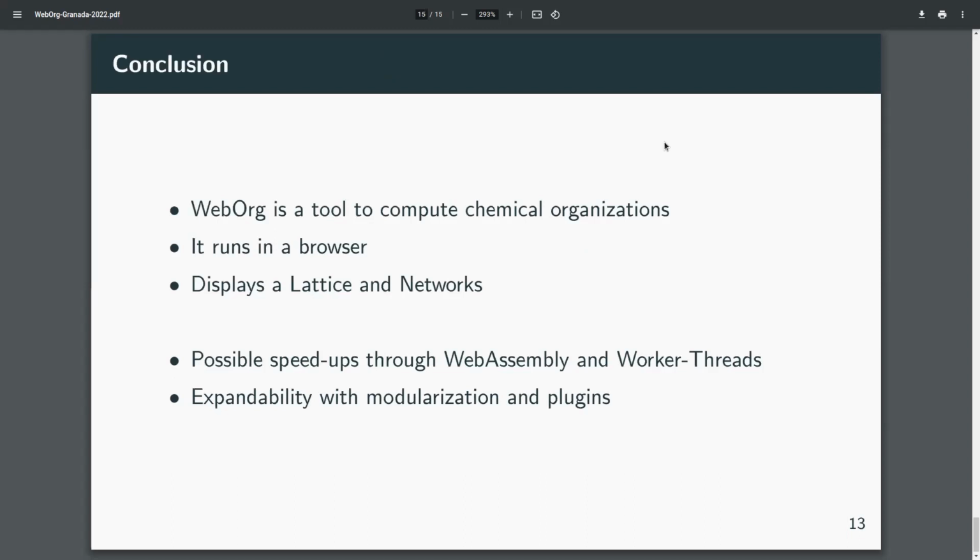Then I would just like to summarize what I've talked about. I've presented Weborg as a tool to compute chemical organizations. It runs in a browser and is so widely available if it's online, and it displays lattices and networks for Hasse diagrams and networks. And I would like to speed it up through WebAssembly and worker threads and expand it with modularization and plugins. That's it for me.